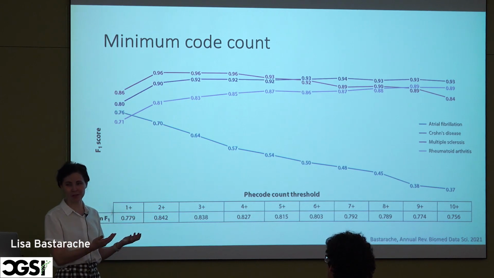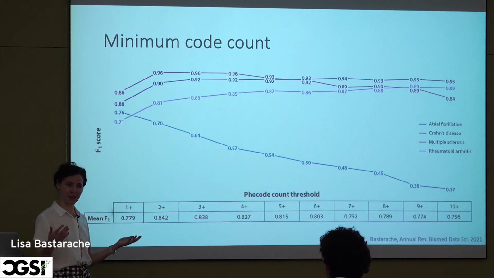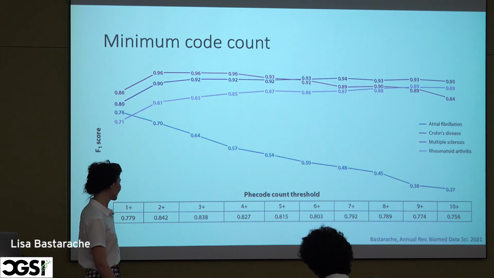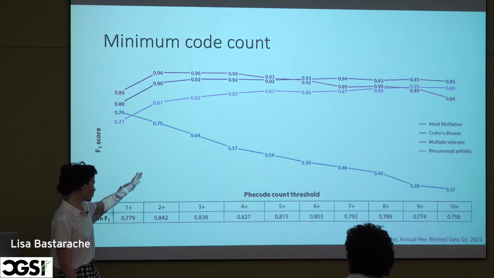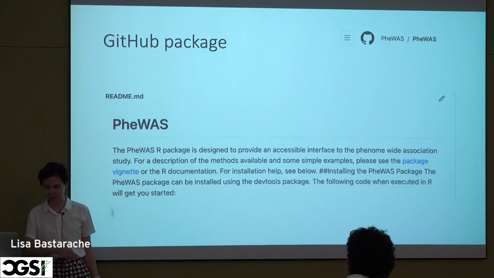If they only have one, that one billing code may have been used as a rule-out code. It may have been used to justify getting tests or something like that to see if they had it, etc. So this is called the rule of 2. This is the default setting in this PheWAS R package, which I'm going to talk about here.